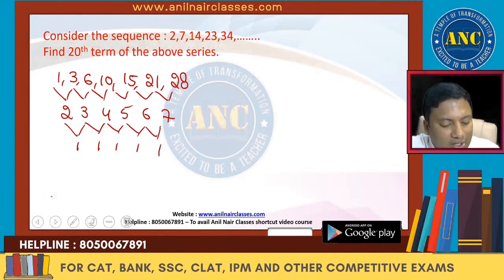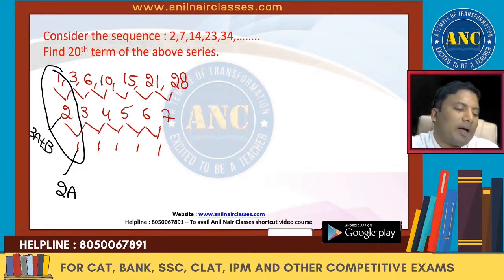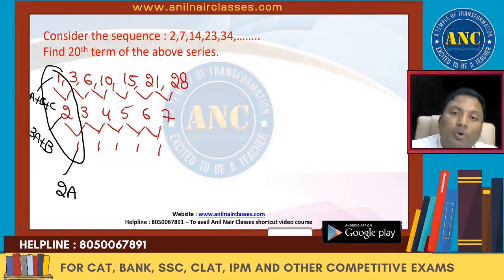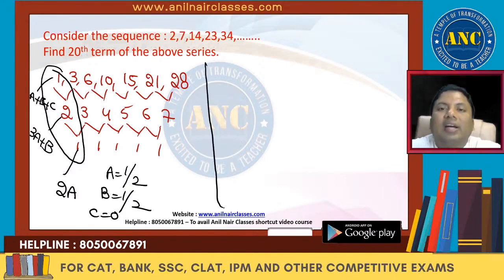Only concentrate on the leftmost values. These are nothing but 2a. These are nothing but 3a plus b. Please go back and see the proof. You will understand why 1 is a plus b plus c, and why 3a plus b. So 2a is 1, so the a value is 1 by 2, the b value is 1 by 2, and the c value is 0. So Tn is half n square plus half n. I hope the idea is clear.